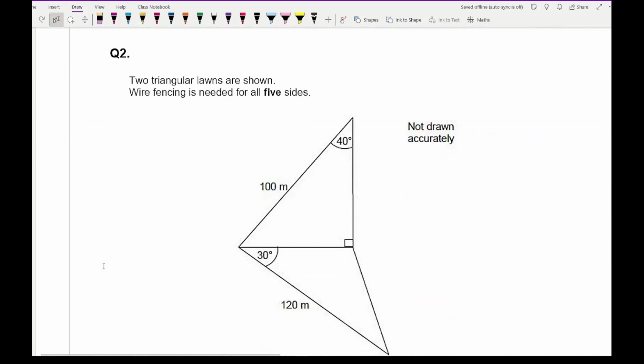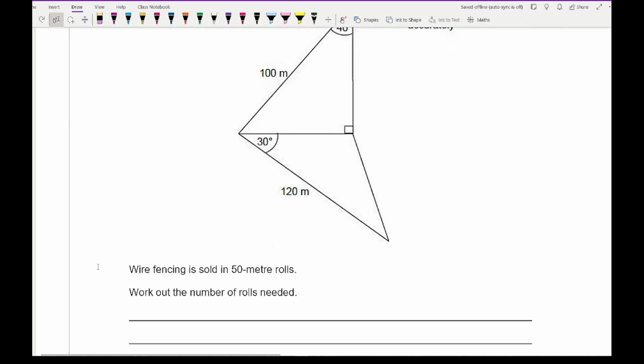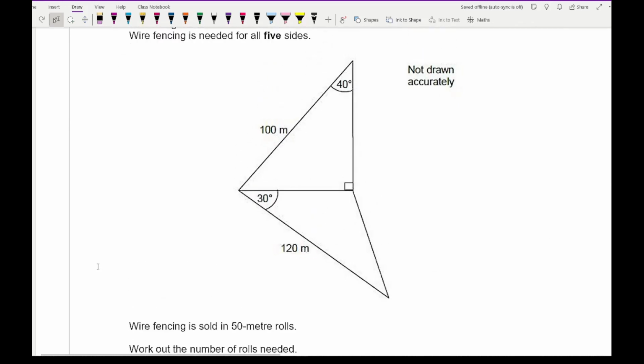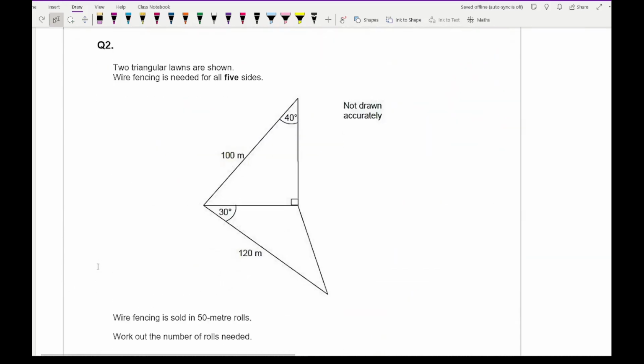Moving on to question 2, it says 2 triangular lawns are shown. Wire fencing is needed on all 5 sides. Wire fencing is sold in 50-meter rolls. Work out the number of rolls needed. So let me just zoom out so we can see all of this question. Looking at this, what I need to do is work out these 3 sides. So I'm going to call them X, Y, and Z. Let's first of all work out X first. So if I take that right angle triangle and give it a quick rotate.